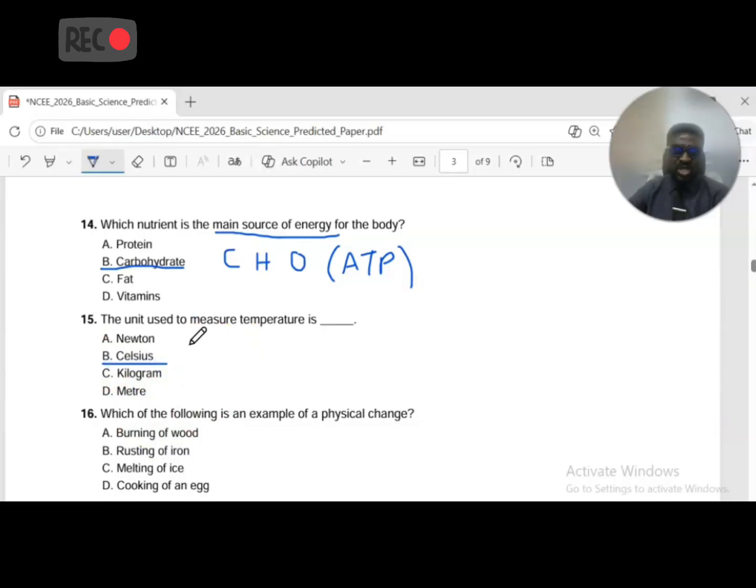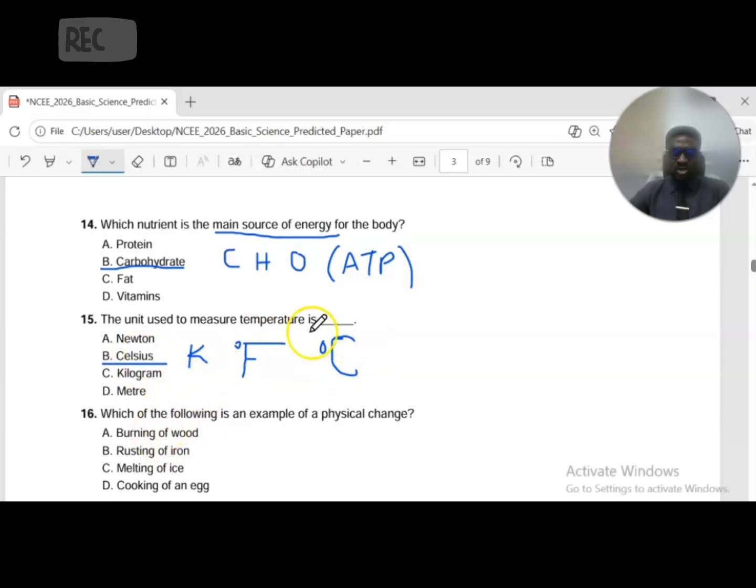We can also measure temperature in Kelvin. We use letter K to represent that. We can also use the unit degrees Fahrenheit. We use superscript 0 and F. Then you can also measure temperature in degrees Celsius, or sometimes we say degrees centigrade, with the superscript 0 and the capital letter C. So Celsius or centigrade is the answer here.